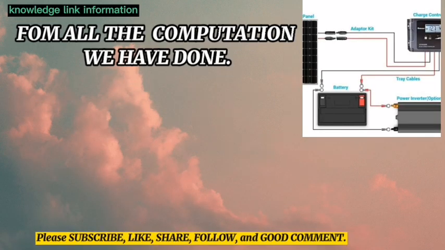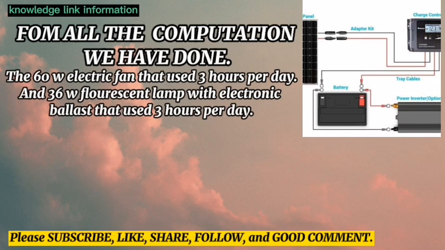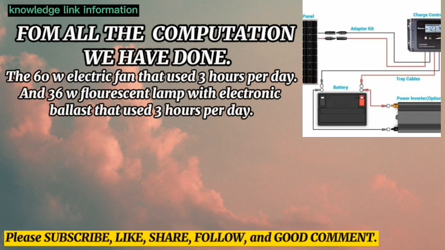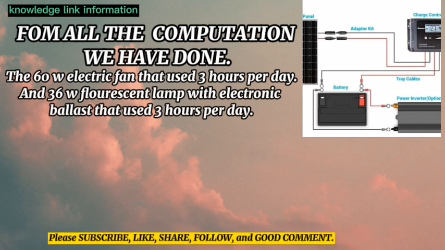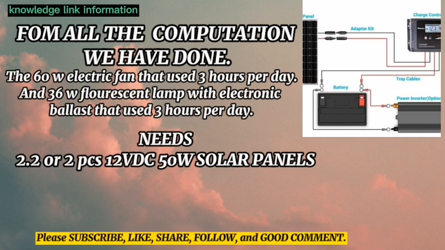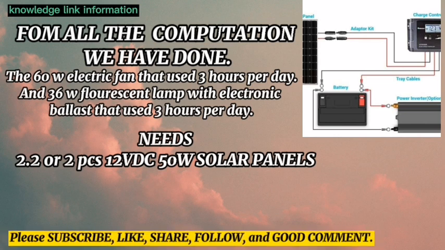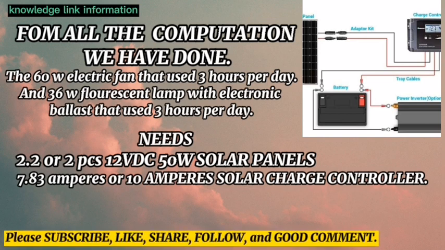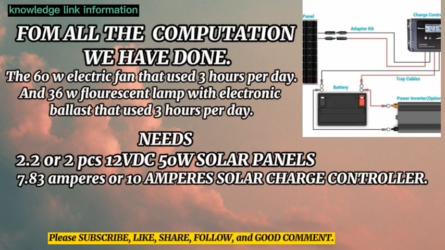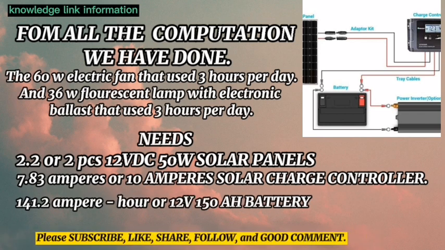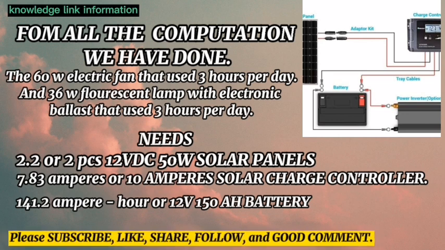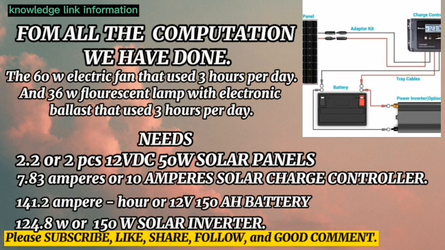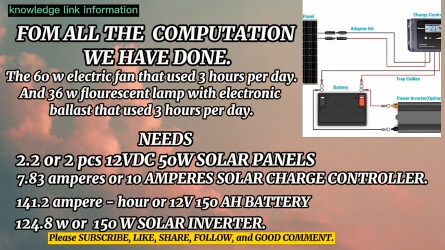From all the computation we have done, a 60 watt electric fan that is used 3 hours per day and a 36 watt fluorescent lamp with electronic ballast that is used 3 hours per day needs 2.2 or 2 pieces of 12 volt DC 50 watt solar panels, a 10.83 amperes or 10 amperes solar charge controller, a 141.2 ampere-hour or 12 volt 150 ampere-hour battery bank, and a 124.8 watts or 150 watts solar inverter.